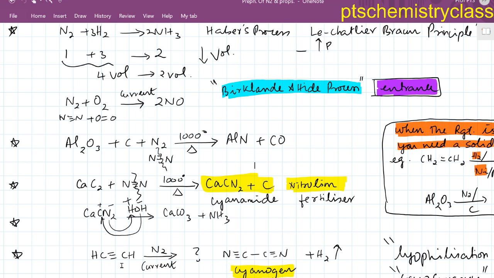Similarly, when you take ethyne, acetylene, and pass a current of nitrogen, both being gases, we get what is called cyanogen. Here the CH bond breaks, because the triple bond does not break easily, you need enormous energy. So the C-H bond breaks and you get the CN, cyanogen, formed with the liberation of hydrogen.